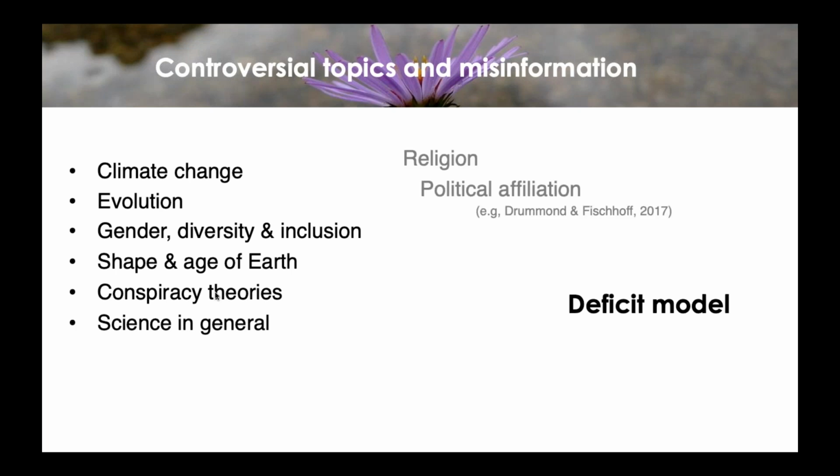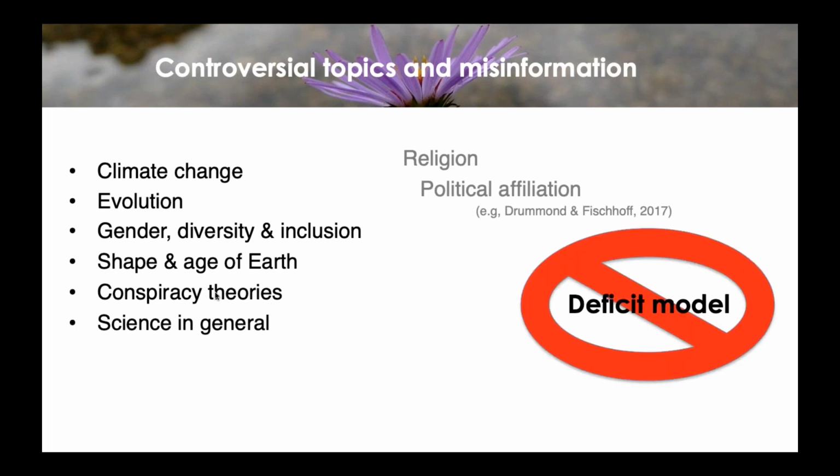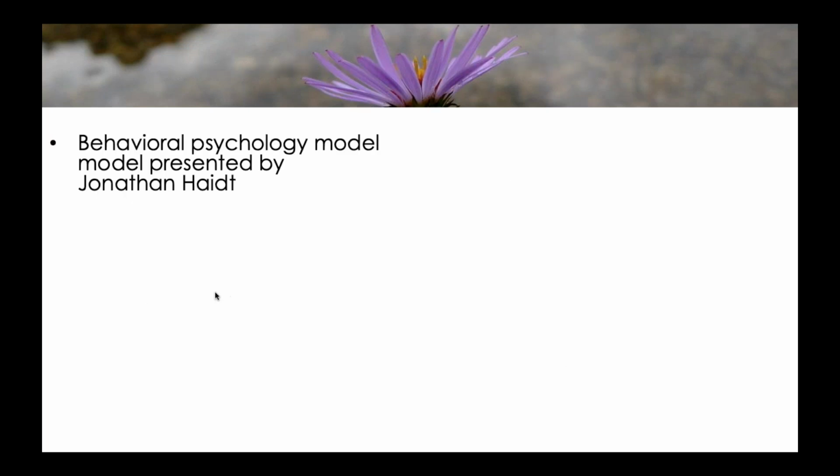Religion and political affiliation, in particular, are sort of stumbling blocks in accepting some of this more factual information. So we know the deficit model doesn't work. So what do we do? We have to connect with people's values and belief systems. And a great way to frame this is thinking about this behavioral psychology model that's the elephant and the rider.